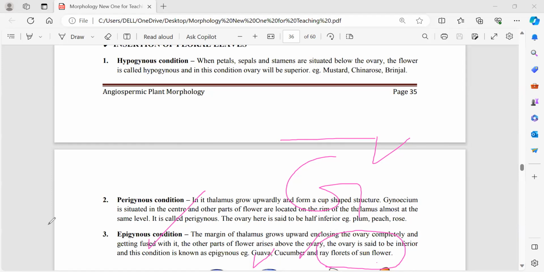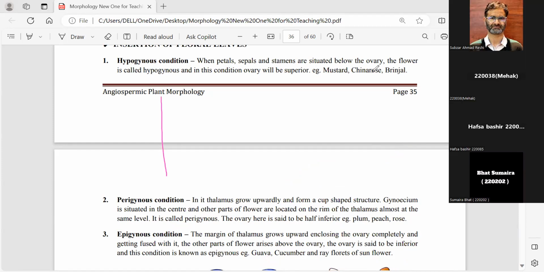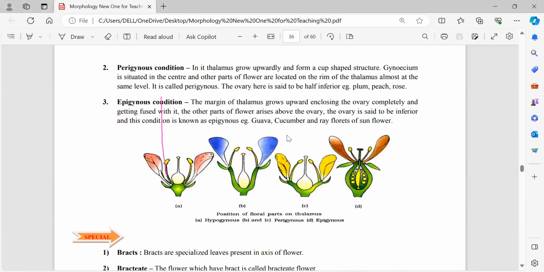Which condition? Epigynous condition. Now, coming to the next topic, these are the diagrams where we can see the position of the ovary. Number A: if we look closely at this diagram A, what is here?